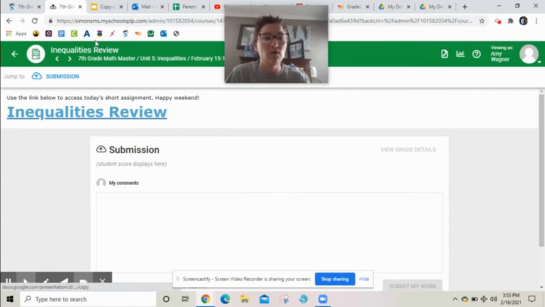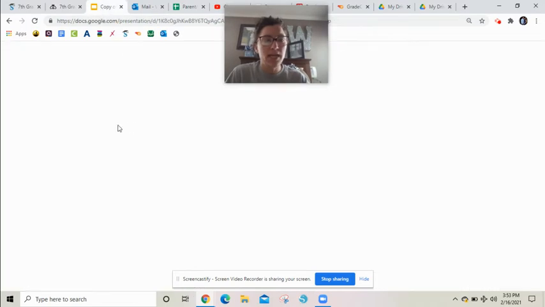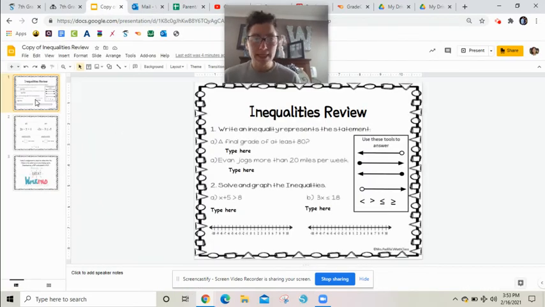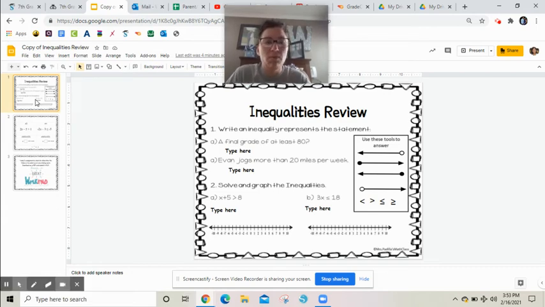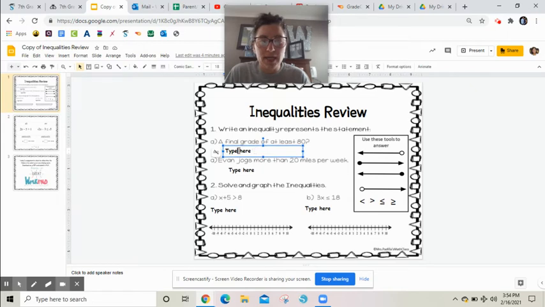So when you click on Inequalities Review, it's going to take you to a screen that looks like this. Okay, and it's 4 problems. That's it. Number 1 says write an inequality that represents the statement. It says you're going to type here. So a final grade of at least an 80. If you notice, we're going to drag and drop these here. So if we click on it, there we go. We want a final grade of at least an 80. So we want X.